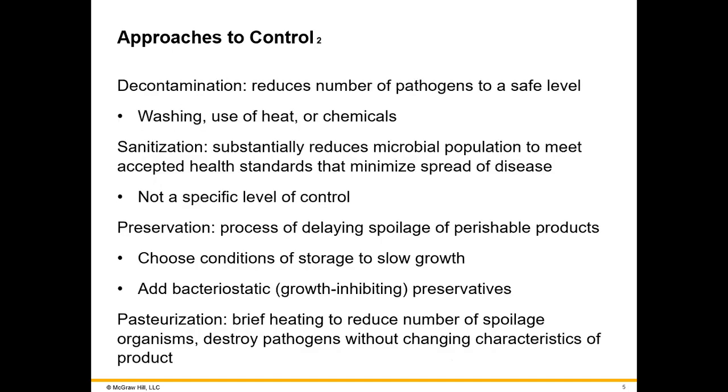The next process is decontamination, and this is essentially the lowest level of microbial control outside, of course, the body or the internal compartments. This process is the use of washing or mild heat or chemicals to reduce the number of pathogens to a safe level. So it does not eliminate the pathogens, but reduces their numbers to a safe level.